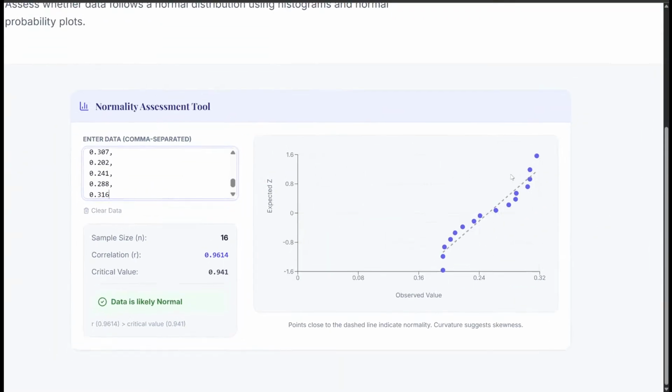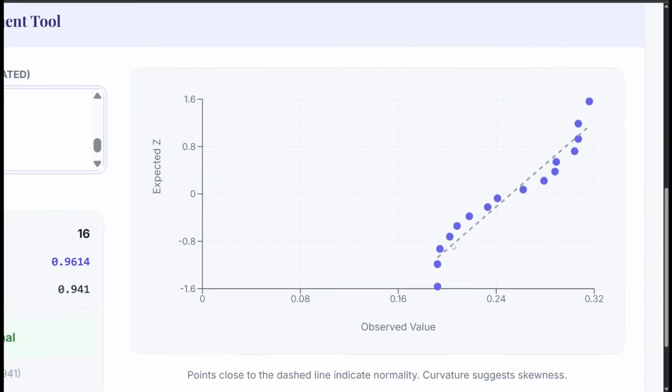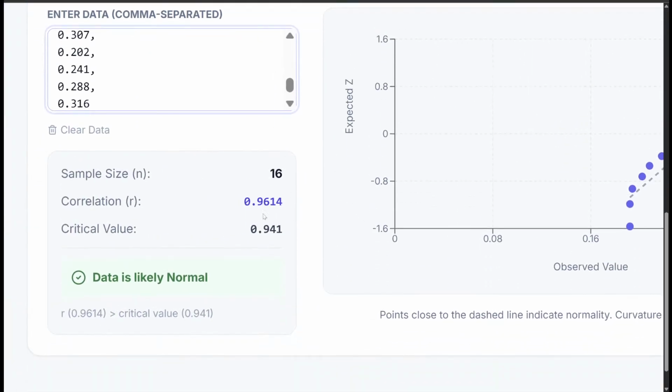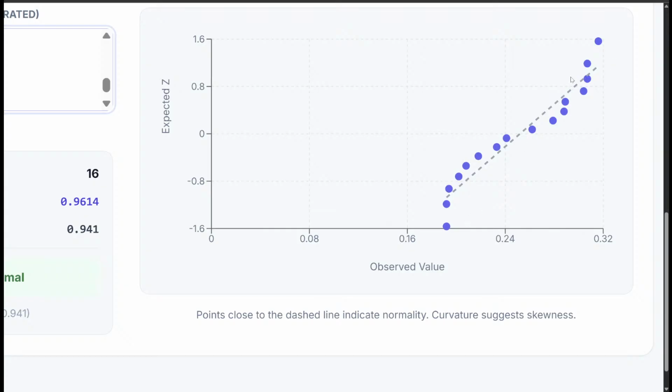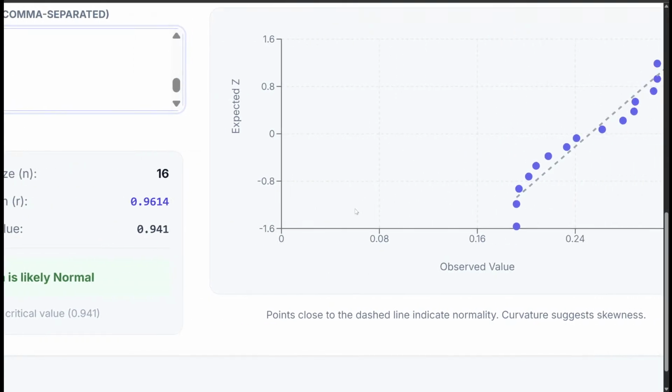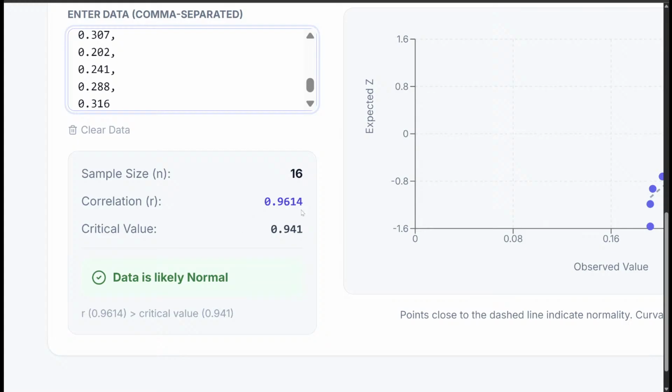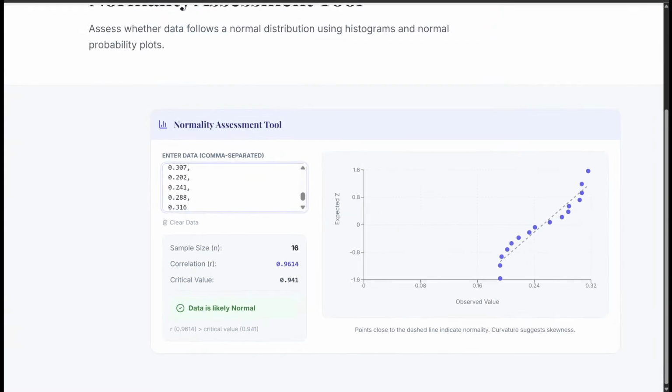So now, that doesn't look like a very nice line of data points. But its correlation as compared to its critical value is still higher. But notice, they're a lot closer than the last one I did. Okay? So even though it's not a nice straight line, the correlation's still bigger than my critical value, so that would be normal.